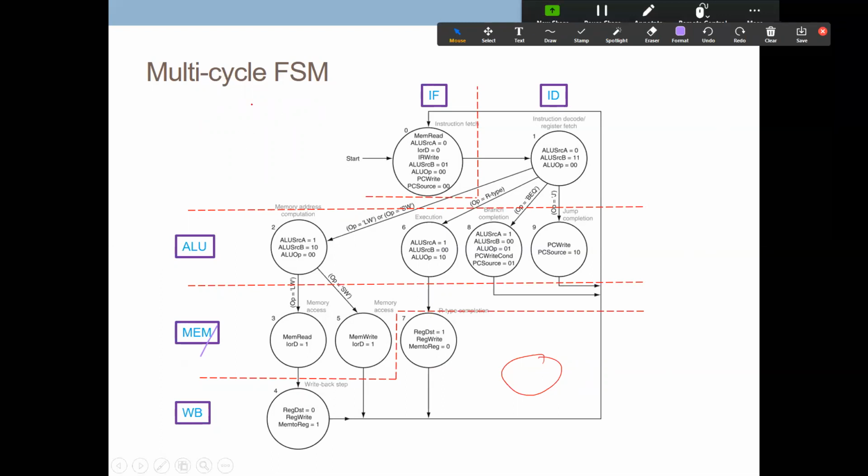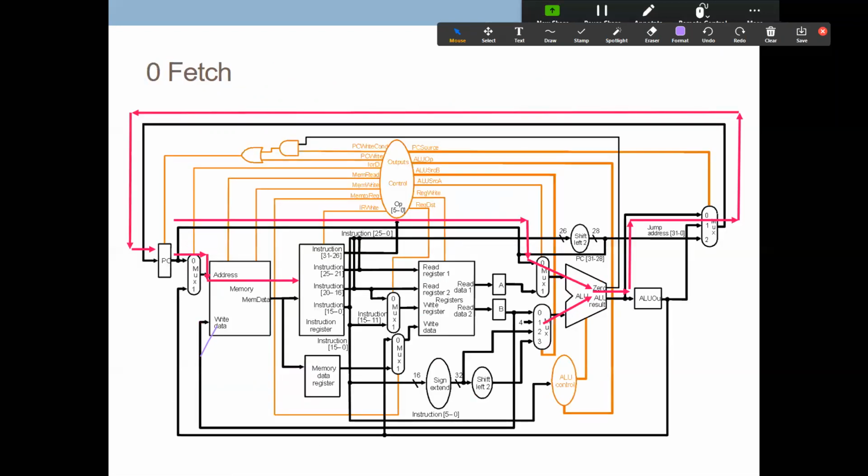We will look at the control unit at the end of the multi-cycle presentation. We'll examine its design in detail.